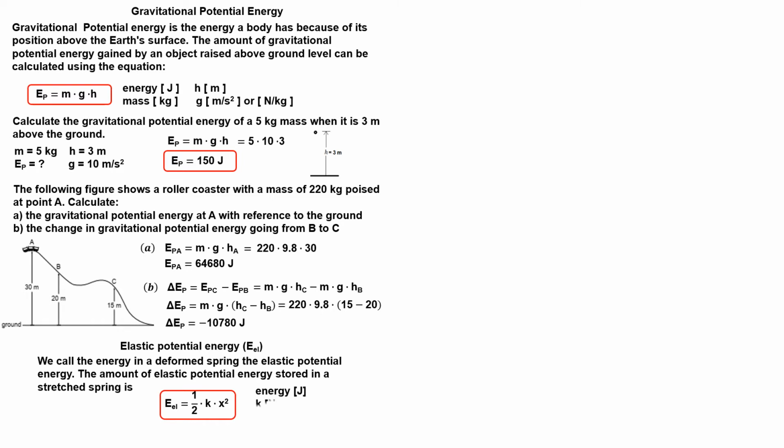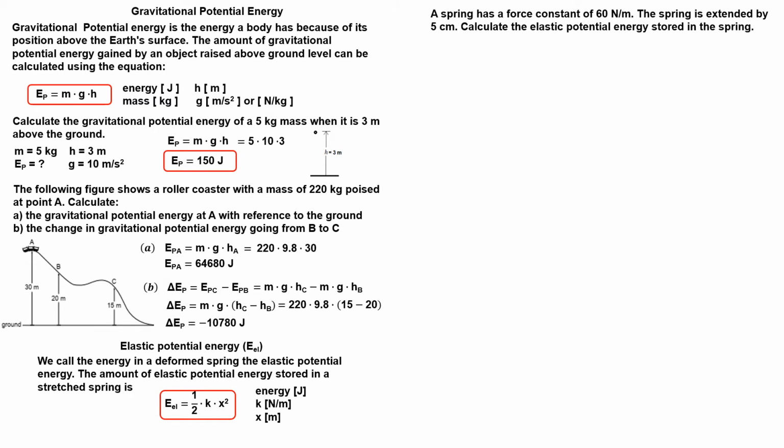Energy is in joules. K is in newtons per meter. Extension x is in meters. A spring has a force constant of 60 newtons per meter. The spring is extended by 5 centimeters. Calculate the elastic potential energy stored in the spring. Look at the figure. Take the formula and substitute the values given in the question.